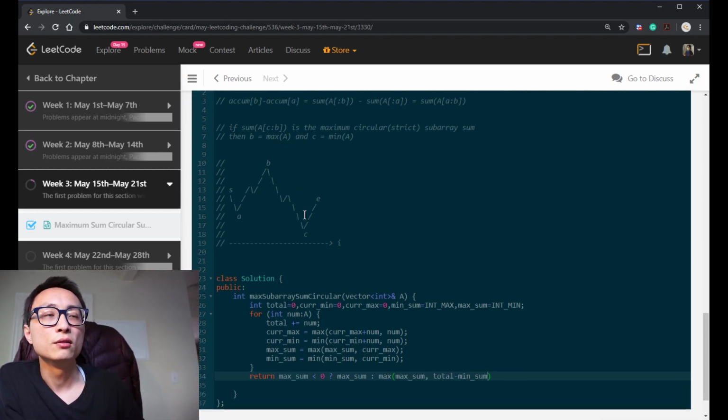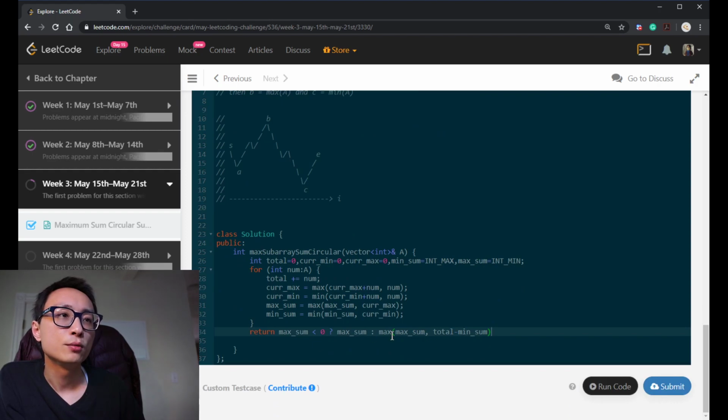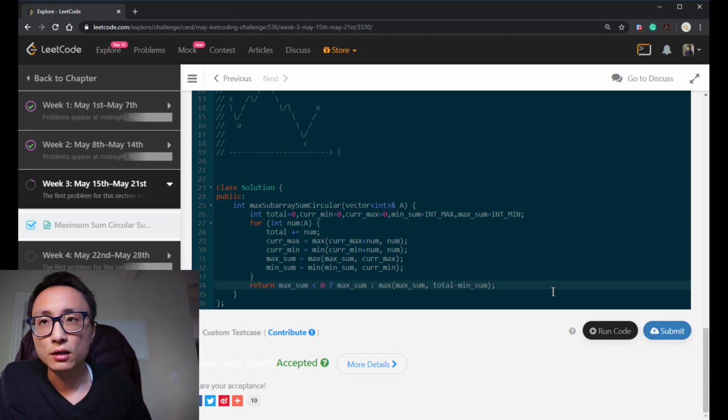So that's the only case where the circular subarray sum is different from the subarray sum. So we just add that as a candidate and do a comparison. Whichever is larger, we return that. And yeah, this is pretty much the code. Okay, so that's it.